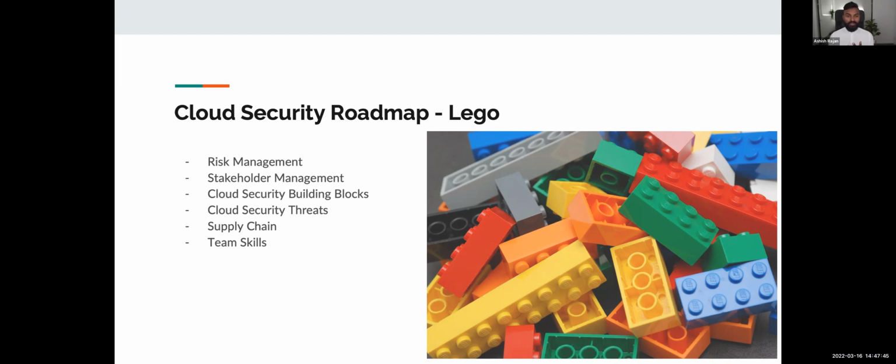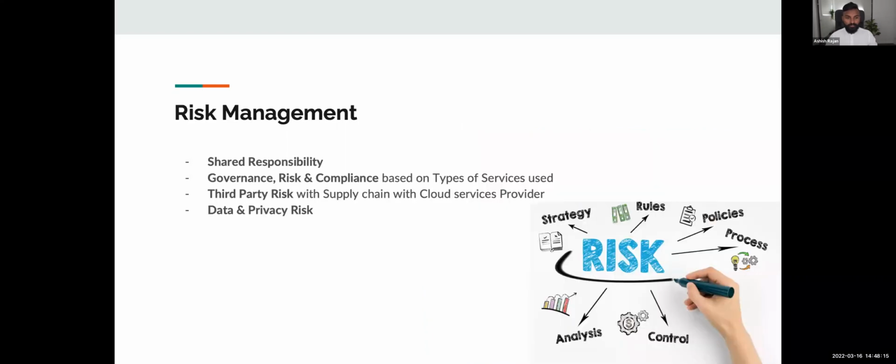You could look at risk management, stakeholder management, cloud security building blocks, cloud security threats, supply chain, and team skills. We'll go through each one of these one by one, but these are some of the foundational pieces of building a roadmap that I consider quite crucial and probably should be one of the first things to consider once you have an understanding of the terminology and once you have an understanding of the broader process that you would have to go through. Let's talk about risk management first.